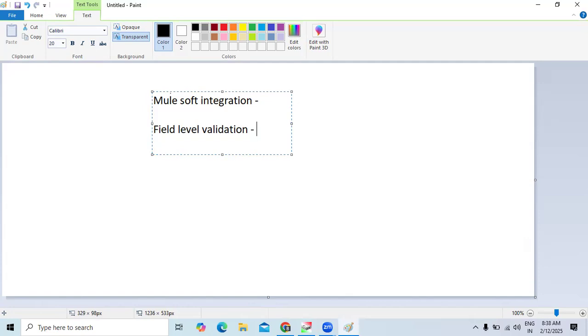Field level validation is a process of ensuring that the data provided when we are going for integration meets specific business rules or validation criteria whenever we are working on any individual fields.